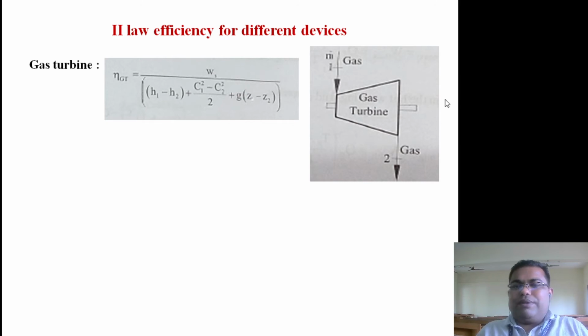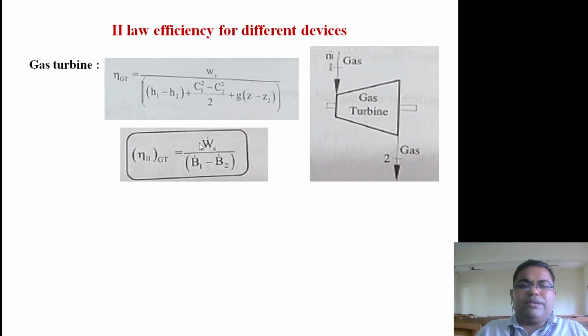If you apply the steady flow energy equation between points 1 and 2, you can find the heat input, that is h1 minus h2 plus (c1 squared minus c2 squared) by 2 plus g(z1 minus z2). This is nothing but the total energy which you have supplied, and what you have got is the shaft work. The ratio of these will give the efficiency of the gas turbine. The second law efficiency of the gas turbine will be what you are getting out of it divided by the maximum possible, and the maximum possible is only possible when all the processes are reversible in this case.